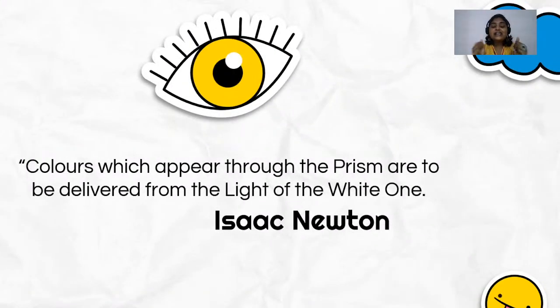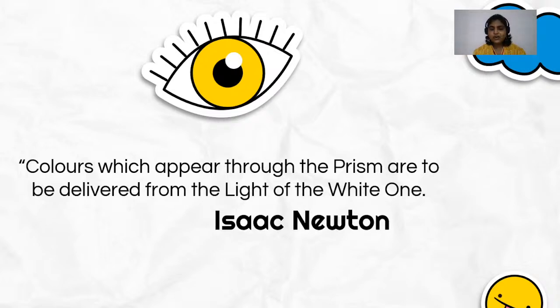Sir Isaac Newton has written a very beautiful quote. And what is that quote? The quote says that colors which appear through the prism are to be derived from the light of the white one. Such an interesting quote it is. What it is actually telling is that whenever white light passes through a prism, the white light is dispersed into its seven constituent colors.